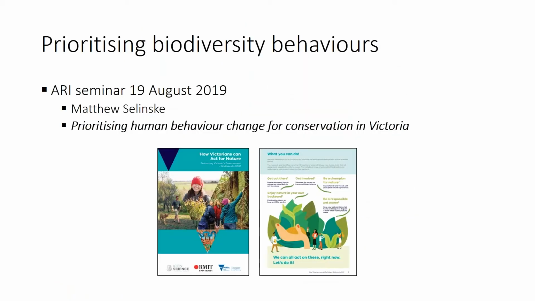And this impact likelihood matrix was also applied in biodiversity. So last year, Matthew Selinsky from RMIT presented on prioritising human behaviour change for conservation. And this workshop, the work that he led, was about prioritising which behaviours DELP can focus on to encourage biodiversity conservation within Victoria. And this has helped to highlight five behaviours that they're now focusing on in the How Victorians Can Act for Nature brochure that you see here.